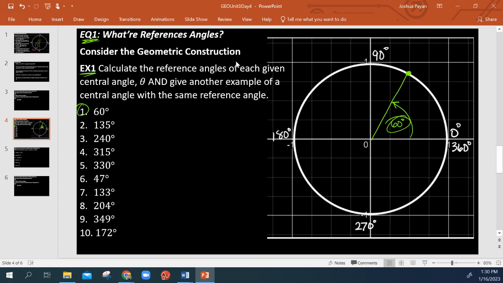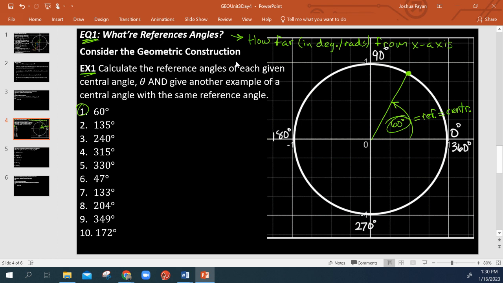The reference angle basically refers to how far, and right now we're in degrees or radians, our angle is from the x-axis. Okay, so in this case, our reference angle and our central angle are the same. So this is my reference angle, but it's also my central angle.